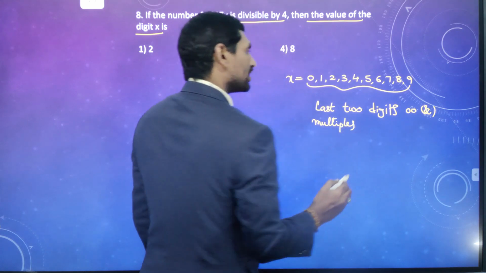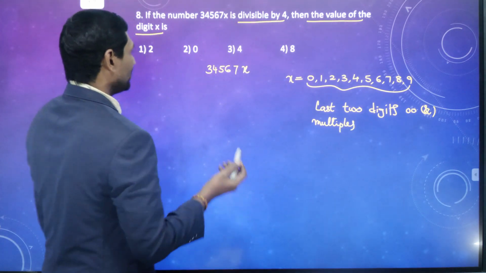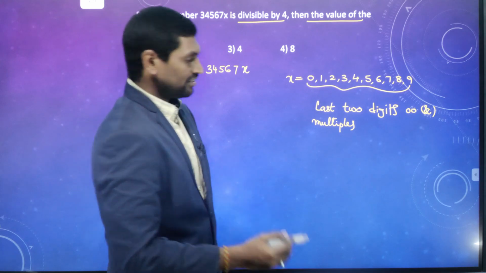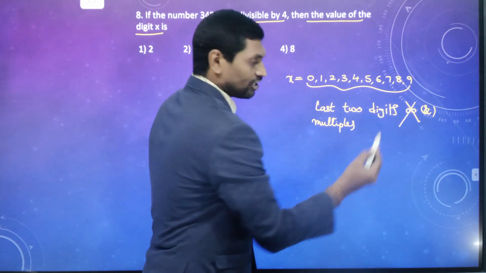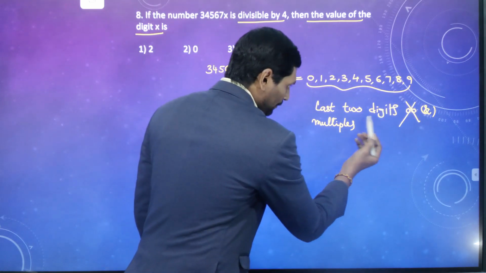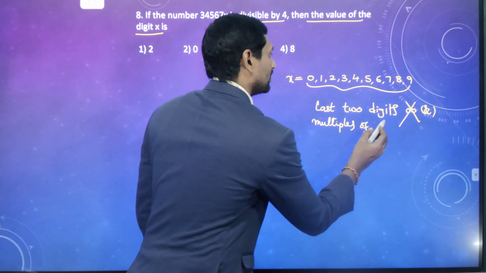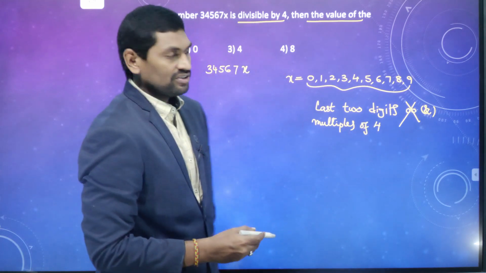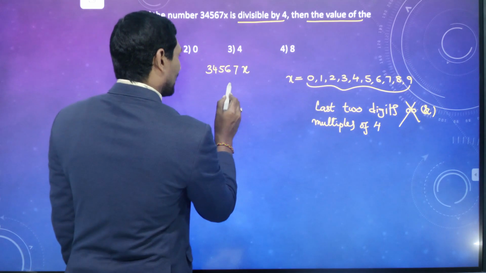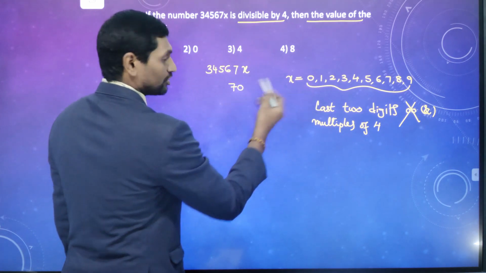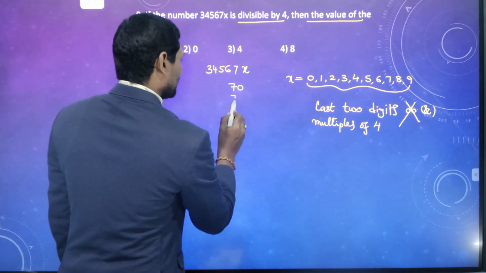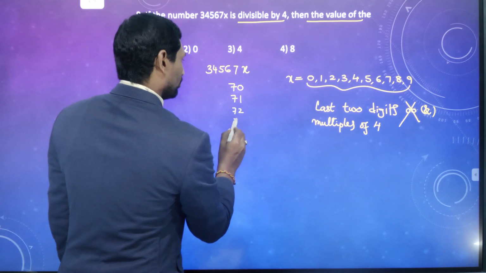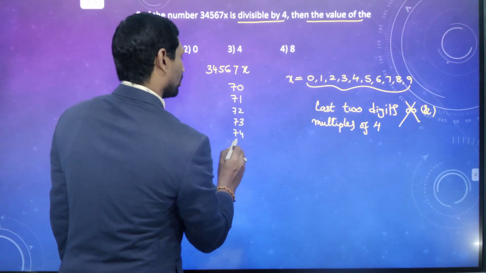Okay, the last 2 digits cannot be zeros, because here one of the numbers is already 7. So the 2 digits cannot be 0. So we only have the option of multiples of 4. So in the place of x, I am replacing the digits one by one, all the digits: 70, 71, 72, 73, 74, like that.